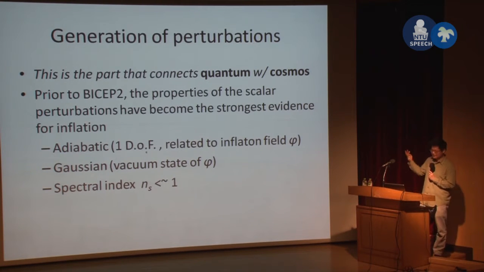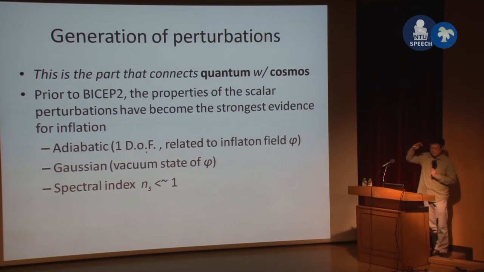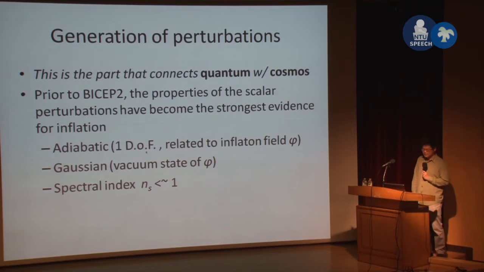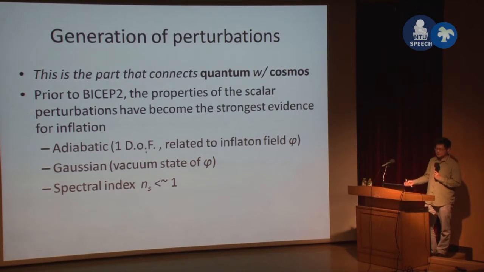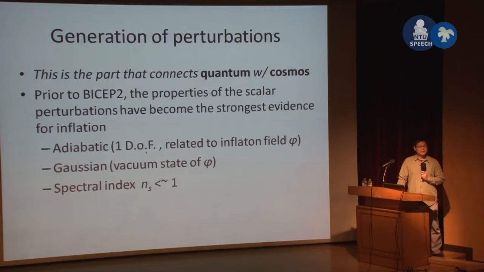Okay, so in the end, it was the property of the perturbation that really gave inflation very strong support before BICEP2 results. So these properties are, the perturbation is entirely coming from a single scalar field. It has to have only one degree of freedom, or it's an adiabatic type of perturbation. All different components fluctuate the same way. And the fluctuation has to be Gaussian distributed. And the spectral index is close to scale invariant. So these are the pillars of inflation, if you will, before the gravitational waves were detected.